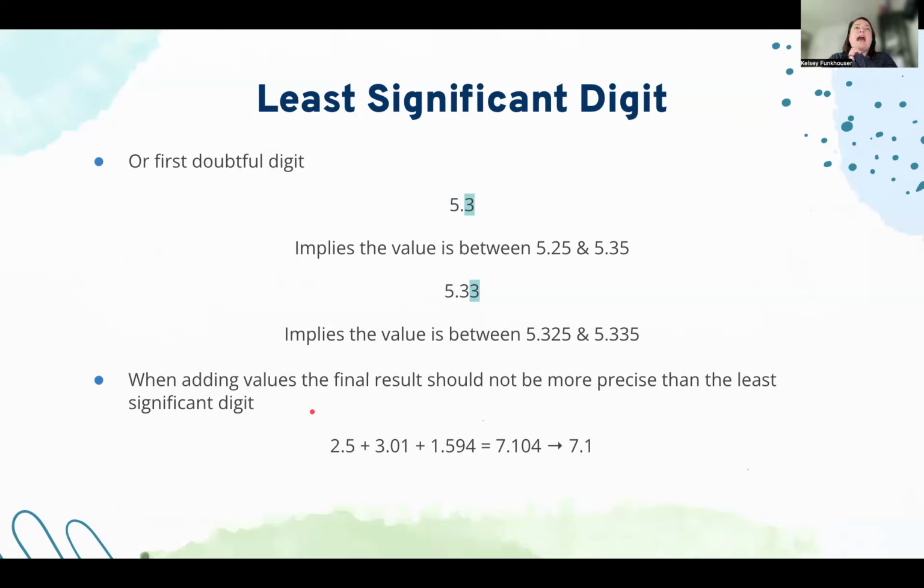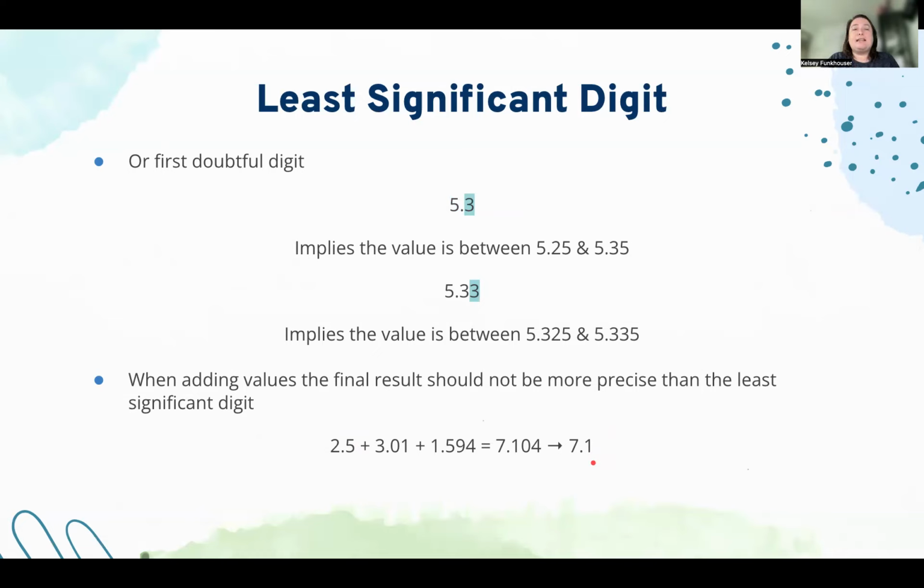Sorry, got distracted. When adding values, the final result should not be more precise than the least significant digit. So, for example, we have these three numbers added together: 2.5, 3.01, and 1.594. The least significant digit is the 0.5 in the 2.5. That only has two sig figs, and the least significant digit, or the first doubtful digit, of that is the 0.5. So that tells us that our result needs to stop at that same point, with those two sig figs.